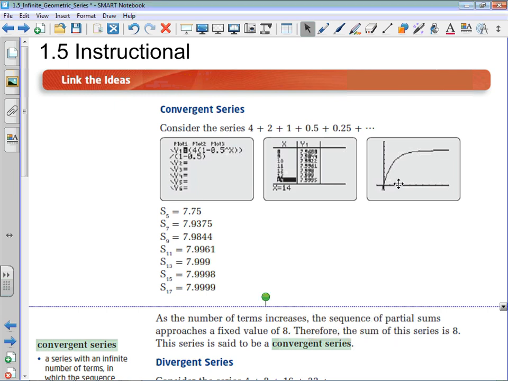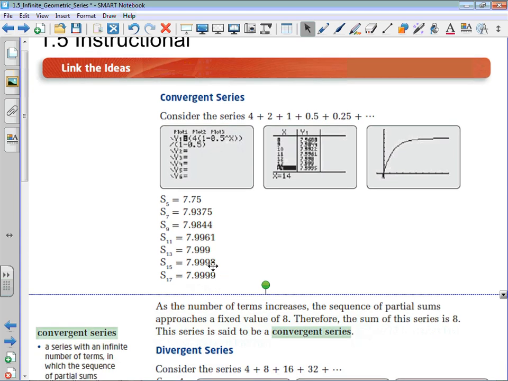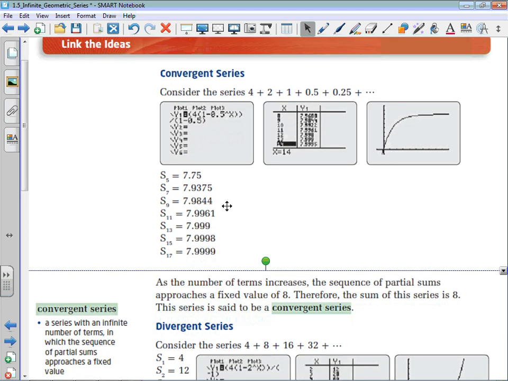So the instructional video for Math 20-1, which is 1.5. In 1.5, we talk about infinite geometric series. You can talk about infinite geometric sequences or series, but we're going to focus on the series. So we are still adding those terms together, and we're going to introduce two words, which are convergent and divergent.